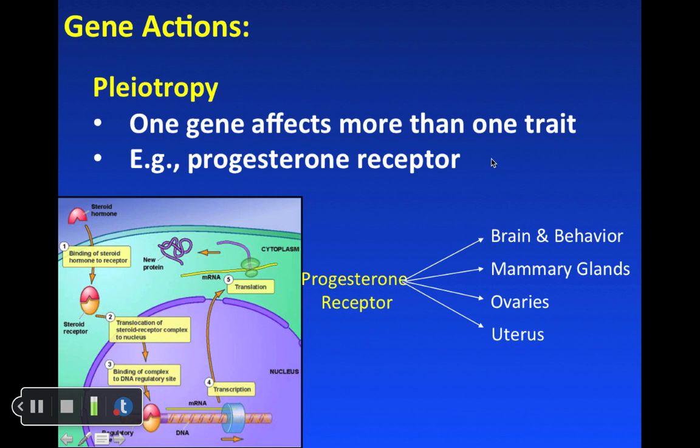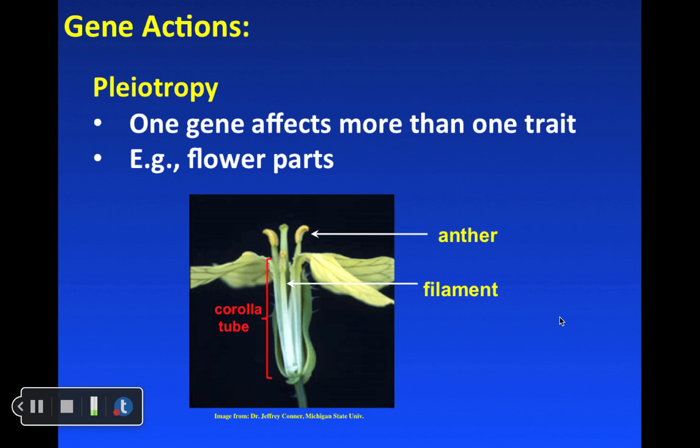If you were to knock out that one gene, in mice, for example, you can see multiple different effects, like we see toward the lower right-hand portion here. So that could affect the uterus, the ovaries, mammary glands, and so forth. So the point is that's a situation where one gene affects more than one trait.